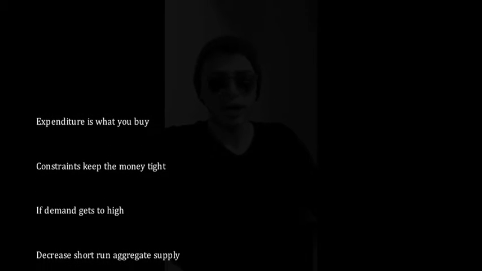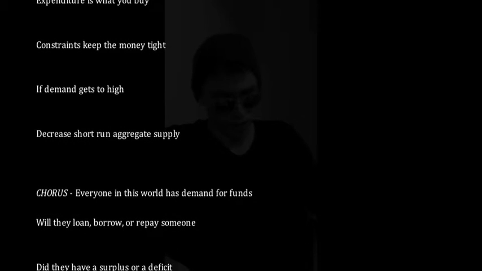Expenditure is what you buy. Constraints keep the money tight. If demand gets too high, decrease short-run aggregate supply.